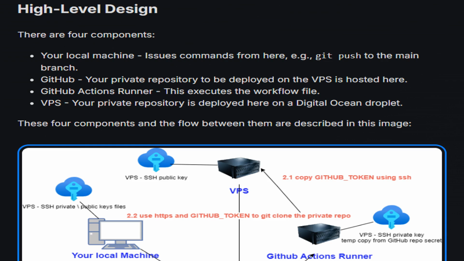The high-level design outlines 4 essential components involved in the deployment process: the Git push action, GitHub hosting the private repo, the GitHub Actions runner executing the workflow, and the VPS, where the repo is deployed. An accompanying diagram aids in visualizing the interactions among these components.